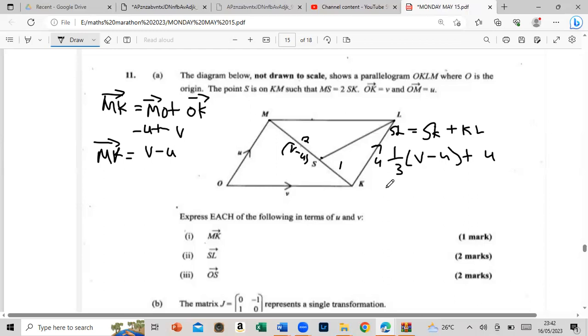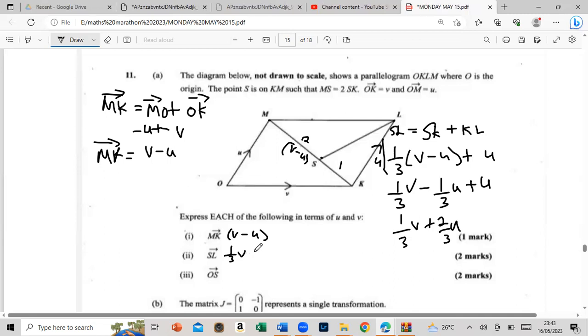Let us expand, so it's going to be 1/3 V, plus 1/3 times V, and then 1/3 times U, which is minus 1/3 U. And of course, plus the big U, which is 1 U. So these are only like terms, so we'll put them back together. It's going to be 1/3 V, and then this is going to give us 1 U minus 1/3 U, which is going to give us positive 2/3 U. And that is worth 2 marks. So let me just put things in perspective. This one is V minus U, and from S to L is going to be 1/3 V plus 2/3 U.